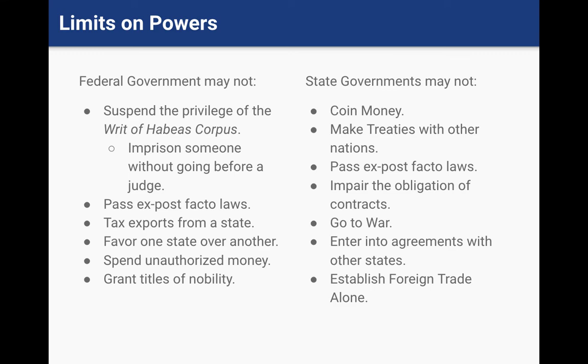States can't go to war with one another, though Michigan and Ohio came pretty close over Toledo. They can't enter into agreements with other states, and they can't establish foreign trade alone. We have to work together with the federal government on that. So those are the limits on powers, and that's everything for federalism here.